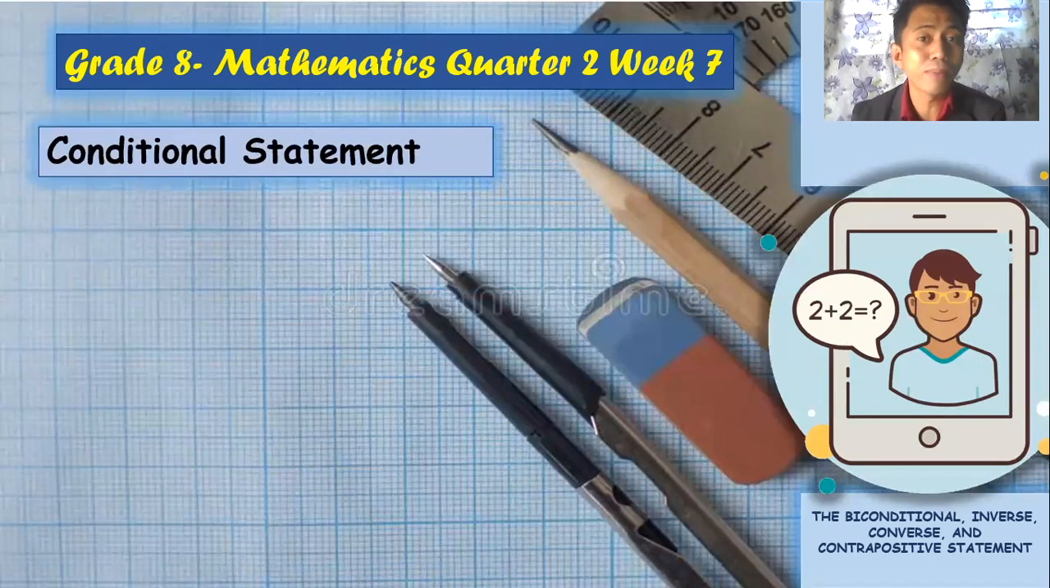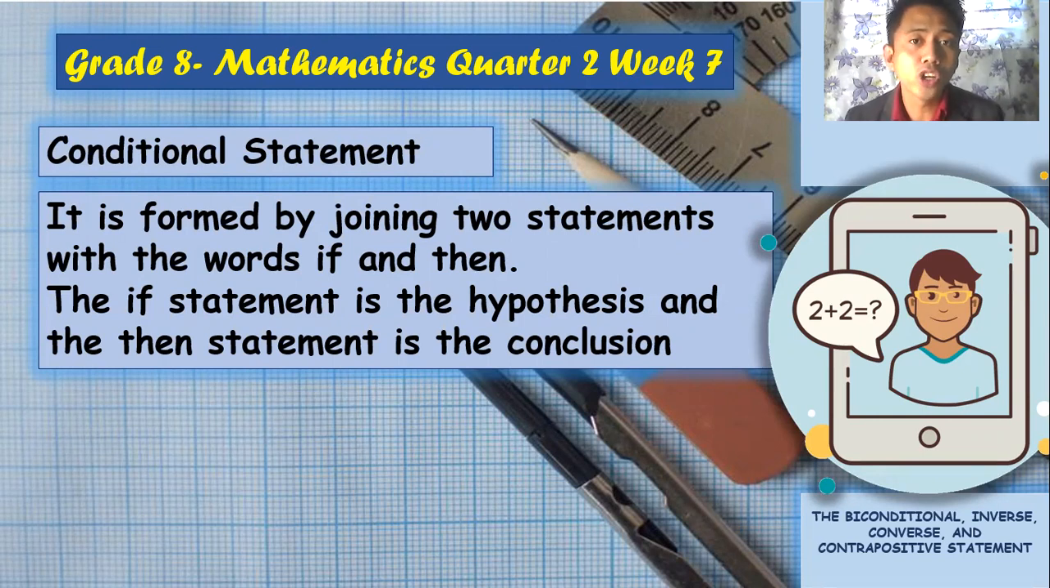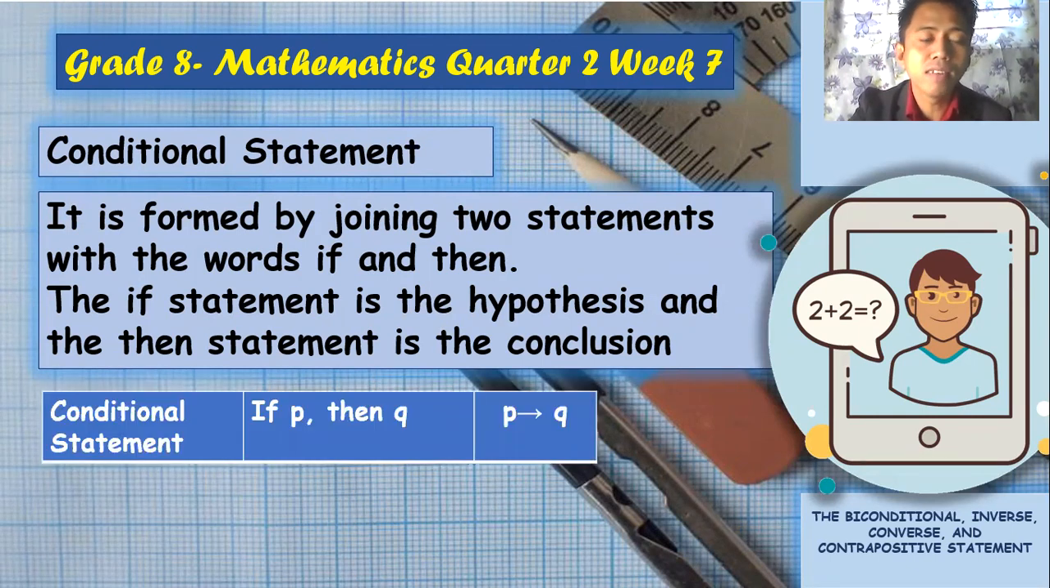What is this conditional statement again? This conditional statement is formed by joining two statements with the words if and then. The if statement is the hypothesis and the then statement is the conclusion. This is a kind of statement wherein we have two different statements. The first statement we name as statement P and the second statement we name as statement Q. And at the end we combine them by using the words if and then, wherein if pertains to the hypothesis and then pertains to the conclusion. That is the conditional statement.